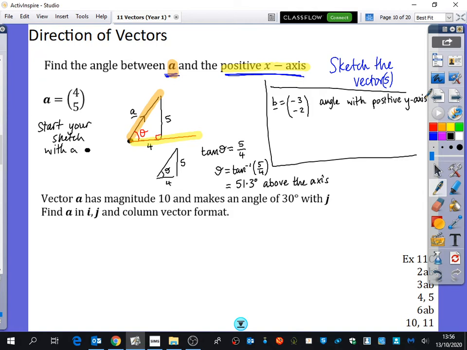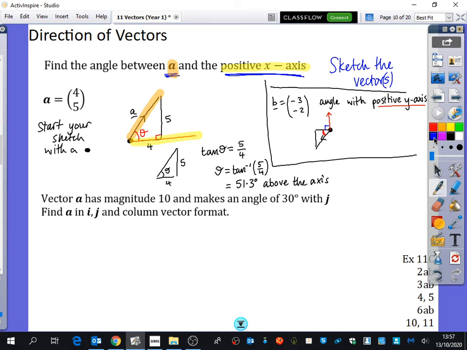So first thing I wanted us to do is to start the sketch with a dot. And -3 is going 3 to the left and 2 down. So this is the vector b. Now the positive y-axis, you start from the dot again. The y-axis goes like this. So the angle that they want is a little bit different here. It's actually this whole angle from the north line or the y line all the way around to this bit here. So what you would do is calculate this red angle and then just add 90 degrees onto it.